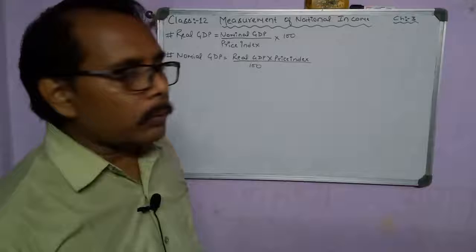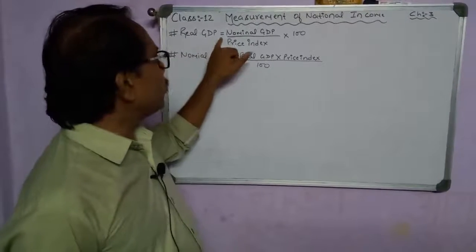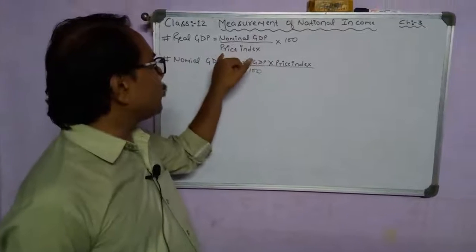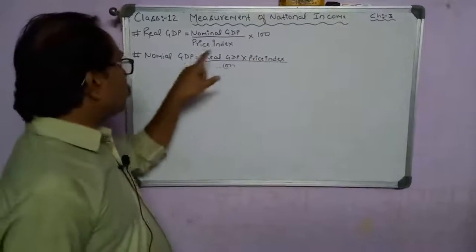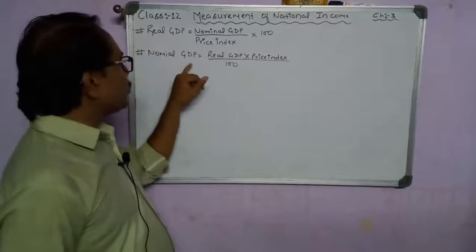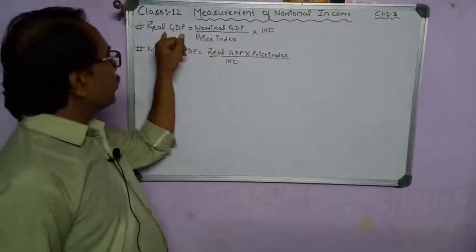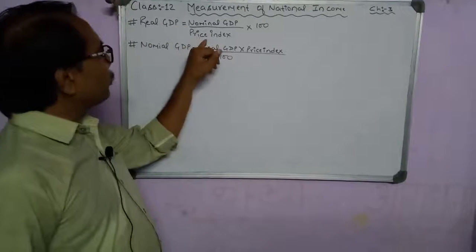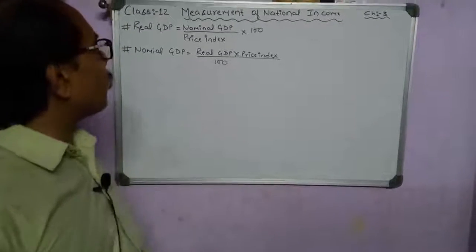I also told you about the formula. Real GDP is equal to nominal GDP divided by price index into 100. So nominal GDP is equal to real GDP into price index divided by 100. So this is the formula.